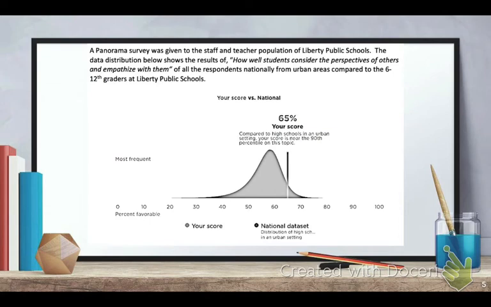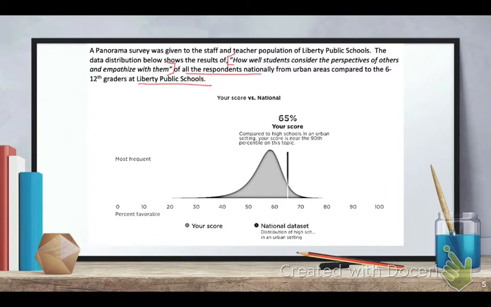Let's look at some examples of distributions now of data. And these are all real-life examples. So a panorama survey was given to the staff and teacher population of Liberty Public Schools. The data distribution below shows the results of how well students consider the perspective of others and empathize with them, of all the respondents nationally from urban areas, and then compared to the 6th through 12th graders at Liberty Public Schools. So notice the graph is your score, meaning LPS, versus the national. And so our score is 65%. So it says compared to high schools in an urban setting, your score is near the 90th percentile.